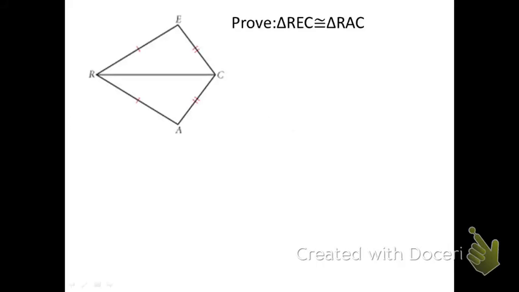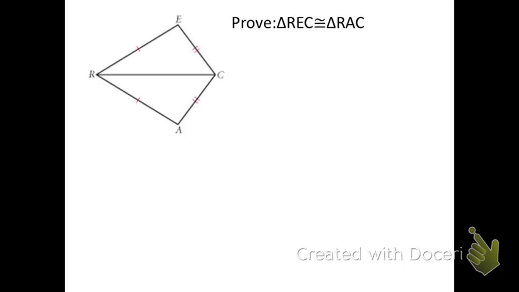Now, in this, we want to show that triangle REC is congruent to triangle RAC. So you already have 2 sides in one triangle that are congruent to 2 sides in another triangle. So if we can just prove a third side is congruent in both triangles, then we know that both those triangles are congruent by side, side, side. So first, start with the easy one.